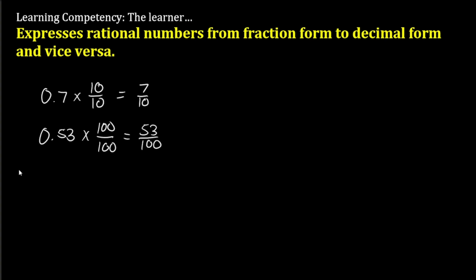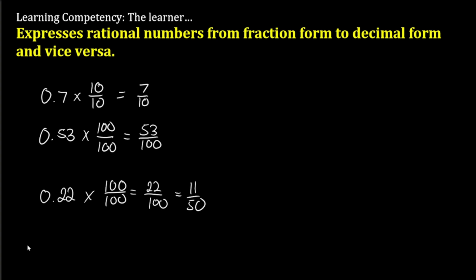Let's have more examples. Let's have 0.22. How many decimal places do we have? There's 2. So 1, 2 over 100. And it's going to be 22 over 100. The lowest term for this is 11 over 50.